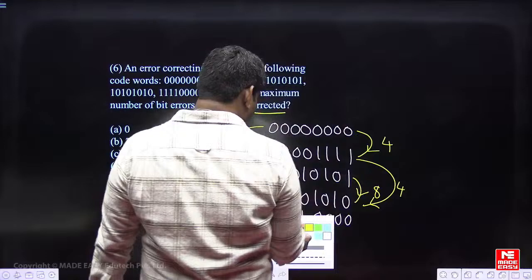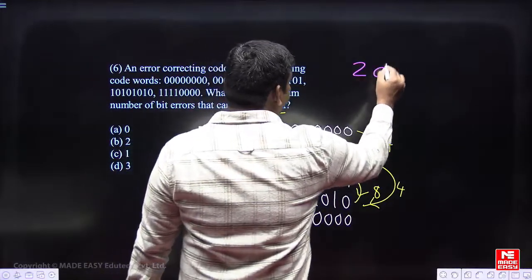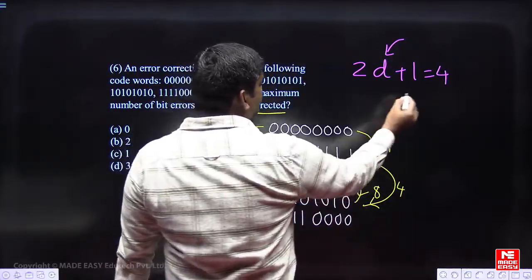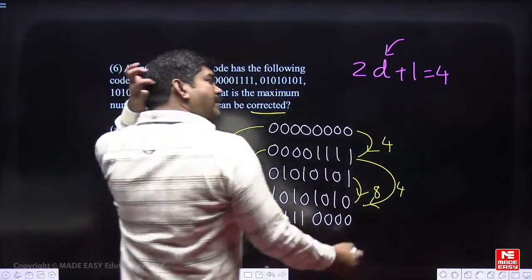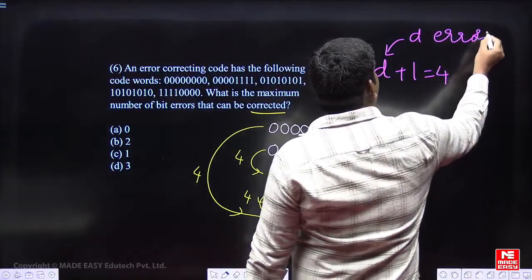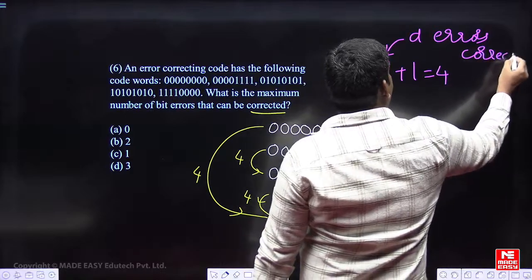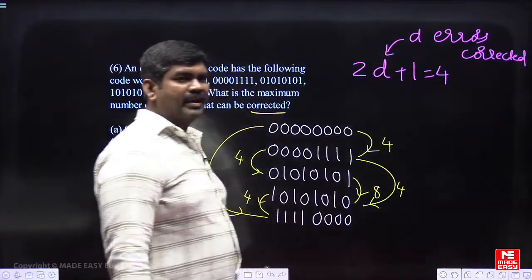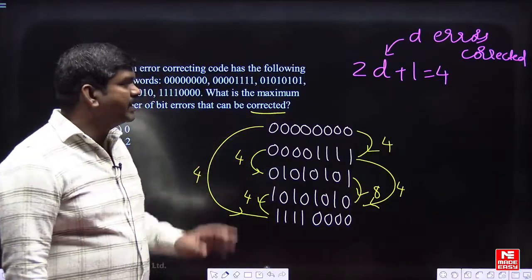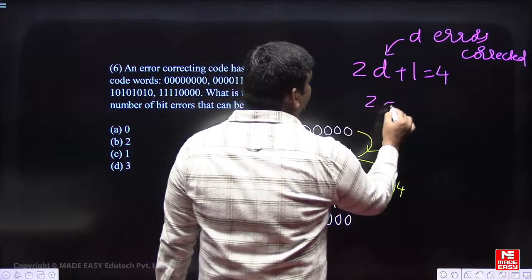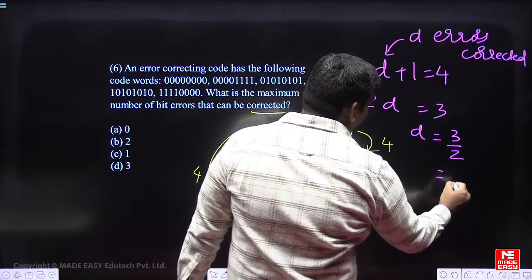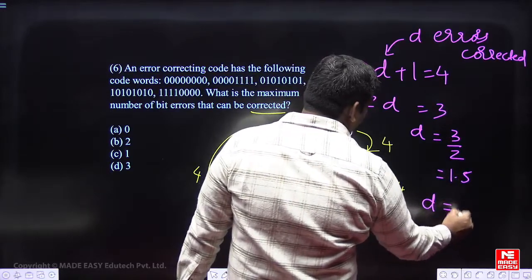So you can calculate. 2d plus 1, here it is 4. This d is the Hamming distance. This is the formula for correcting d errors, so d errors can be corrected. It is not a detection. If they ask for a detection, apply only d plus 1. It is for a correction that we use 2d plus 1. So this we can write as 2d is equal to 3, so d is nothing but 3 by 2, or 1.5, or d is equal to 1.